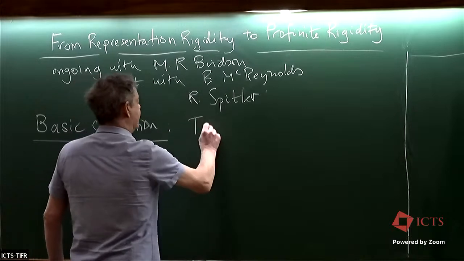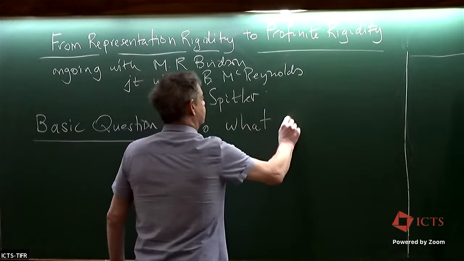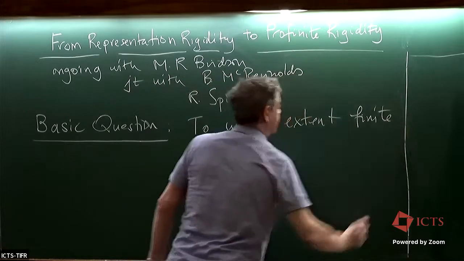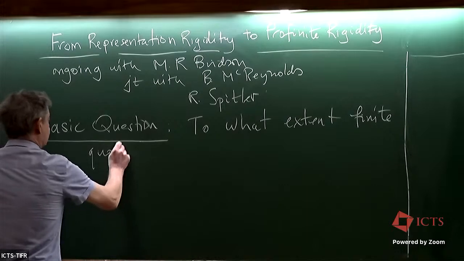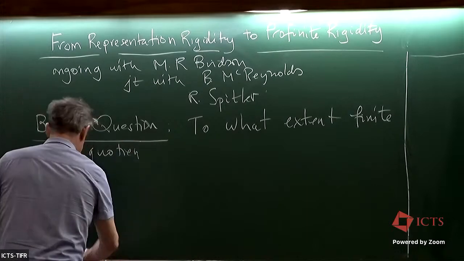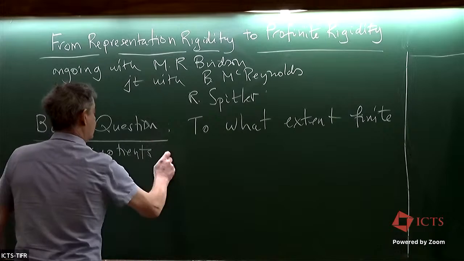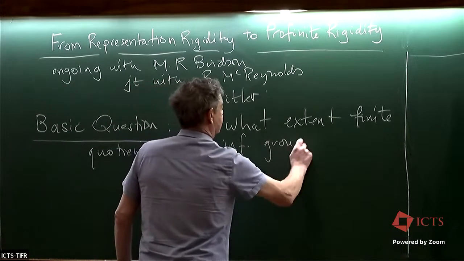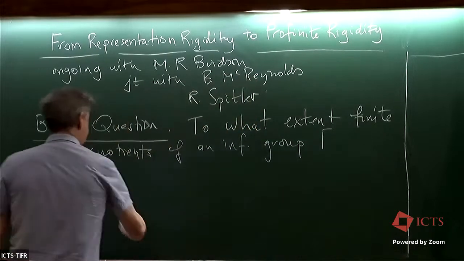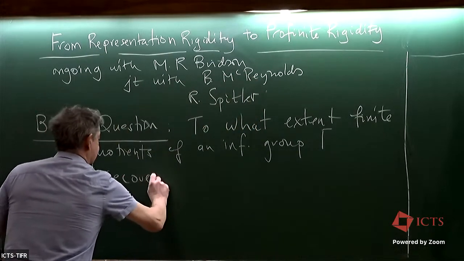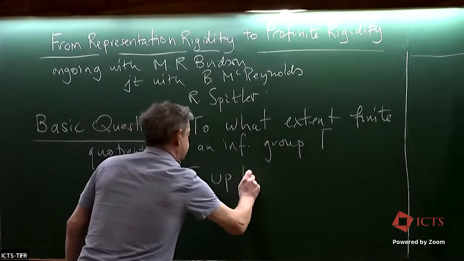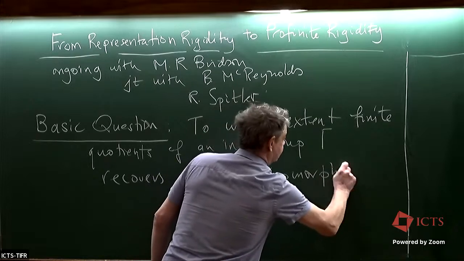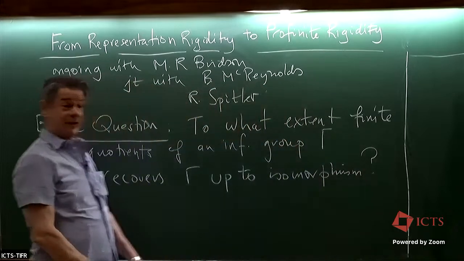So the basic question is to what extent the finite quotients of an infinite group gamma recover gamma, up to isomorphism. So that's the basic question.